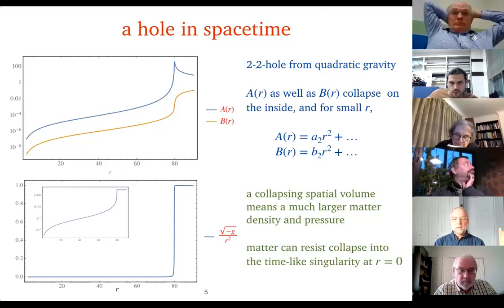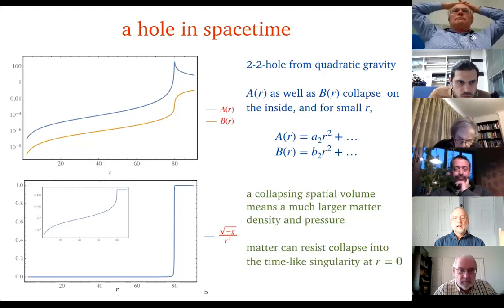at that one point. So the bottom plot shows this quantity I was talking about, root g over r squared. It's constant on the outside, and it drops off a cliff as you go inside. So that's on a linear scale, and the log scale version is shown by the inset.